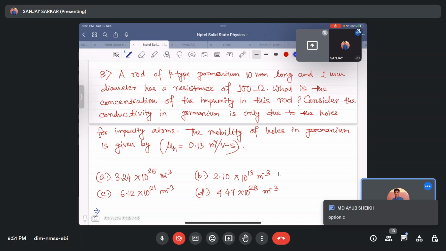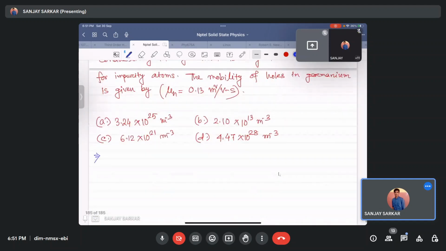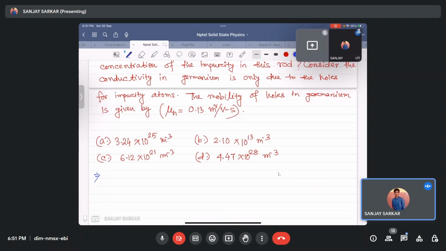Okay, so option C, yeah. I think option C is correct. How do you calculate this? So R is given, and you know R is equal to rho into L by A. From there you can calculate rho. Rho is RA by L.